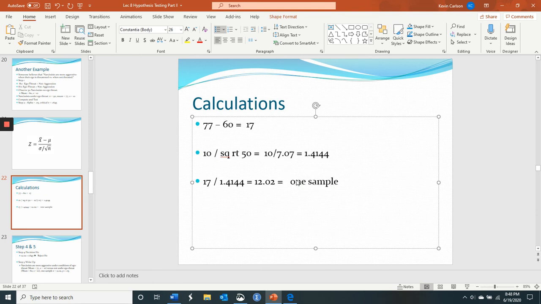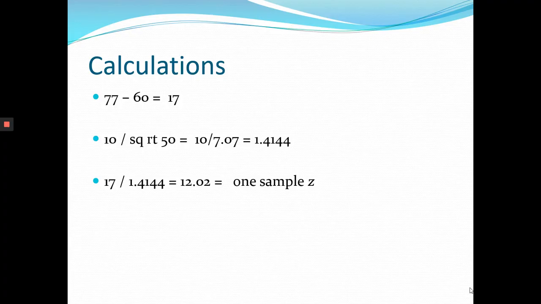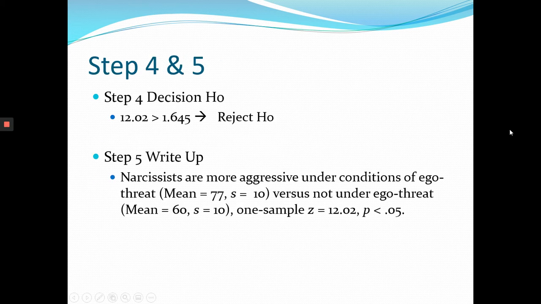I just want to put this there. By the way, we italicize statistical symbols. So that's our one sample z. So that's step number 3. We calculated our one sample z. Now we have to go to step number 4, where we make a decision about our H0.